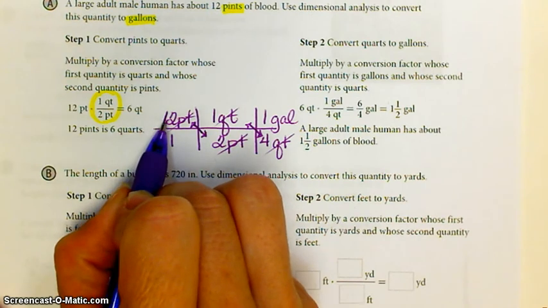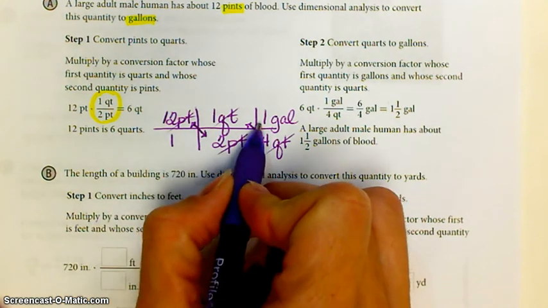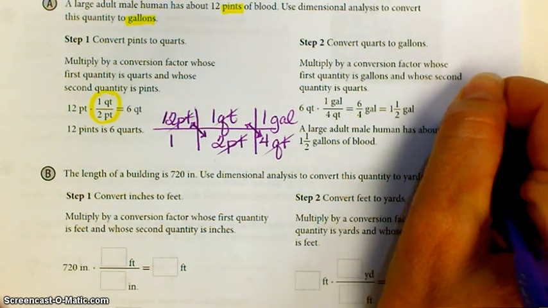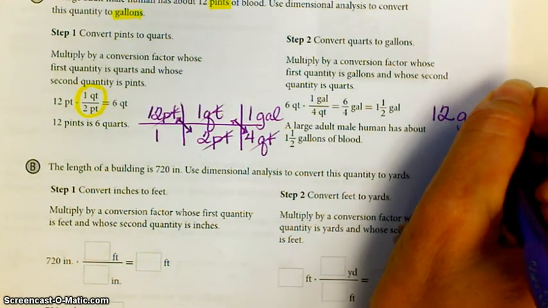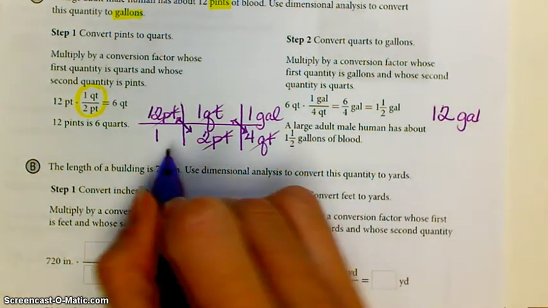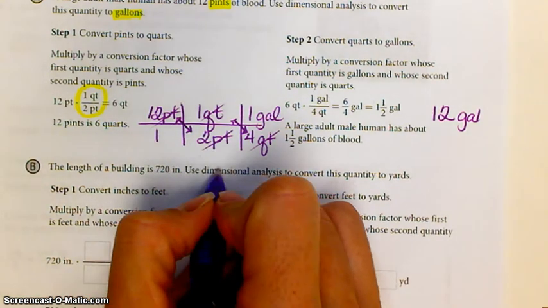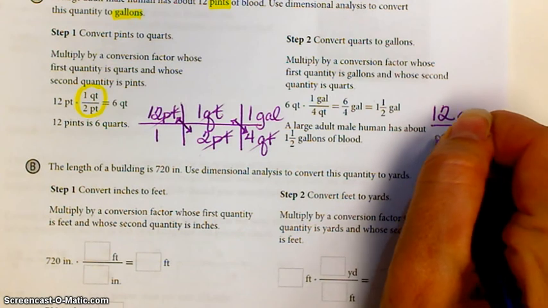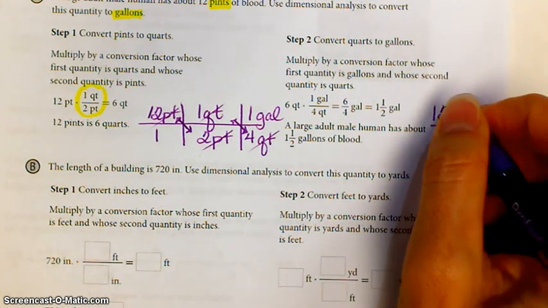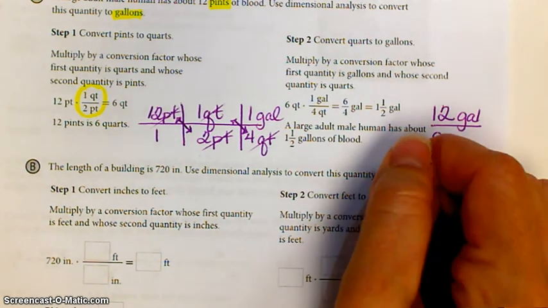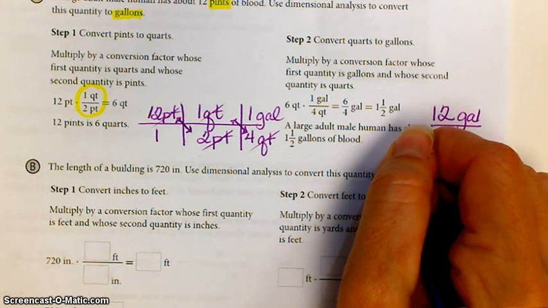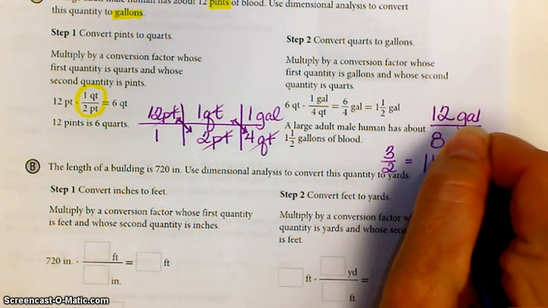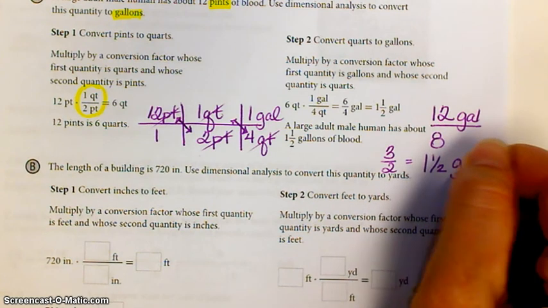I'm just going to say 12 times 1 times 1 gallon, so everything across the top. 12 times 1 times 1 gallon is 12 gallons. And then on the bottom, 1 times 2 times 4. And there are no units left on the bottom. 1 times 2 times 4 is 8. Okay, 12 divided by 8 is the same as 3 divided by 2, which is the same as 1.5. So that's 1.5 gallons of blood.